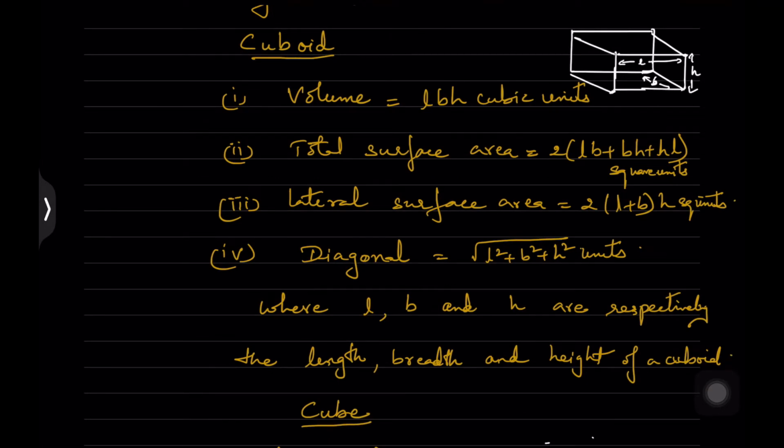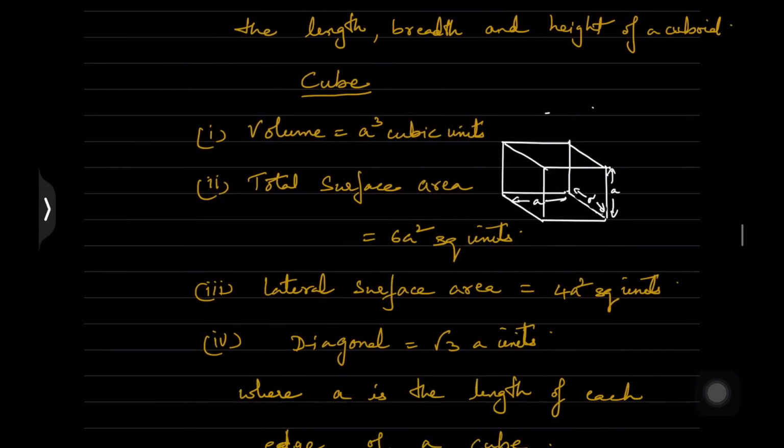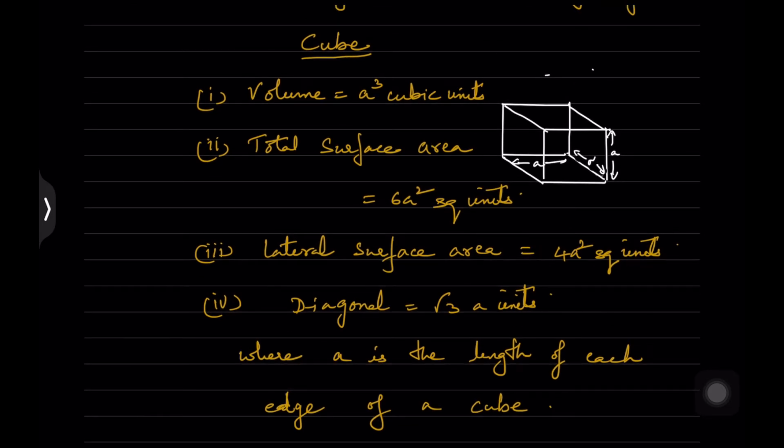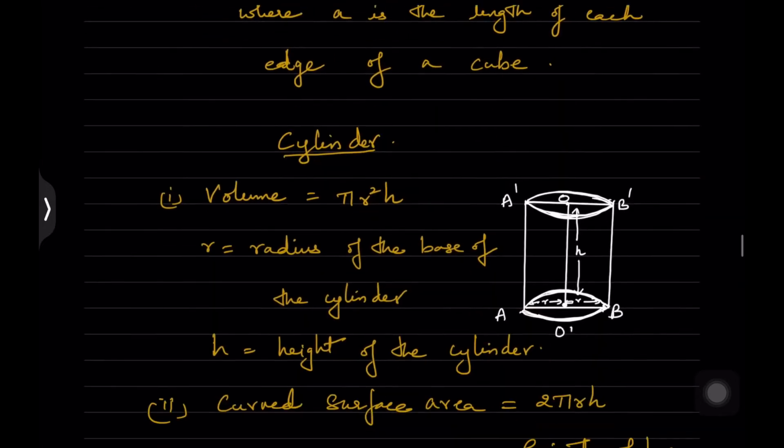Diagonal is equal to root of L square plus B square plus H square units, where L, B and H are respectively the length, breadth and height of a cuboid. Next we have the cube. So volume of a cube is equal to A cubed cubic units. Total surface area is equal to 6A square units. Lateral surface area is equal to 4A square units. Diagonal is equal to root 3 A units, where A is the length of each edge of a cube.